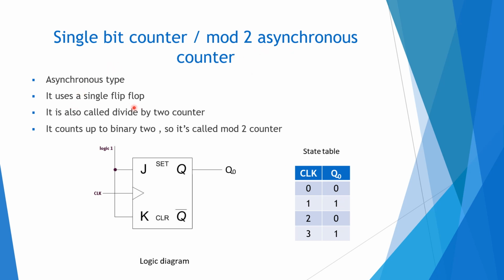And it uses a single flip-flop, as we see in the logic diagram here. It is also called a divide by 2 counter, meaning the frequency of the output at Q0 is half, or the time period is double that of the clock. The frequency is divided by 2 of the clock. That's why it is called a divide by 2 counter. And as we discussed, it counts up to binary 2, so it is called a mode 2 counter.